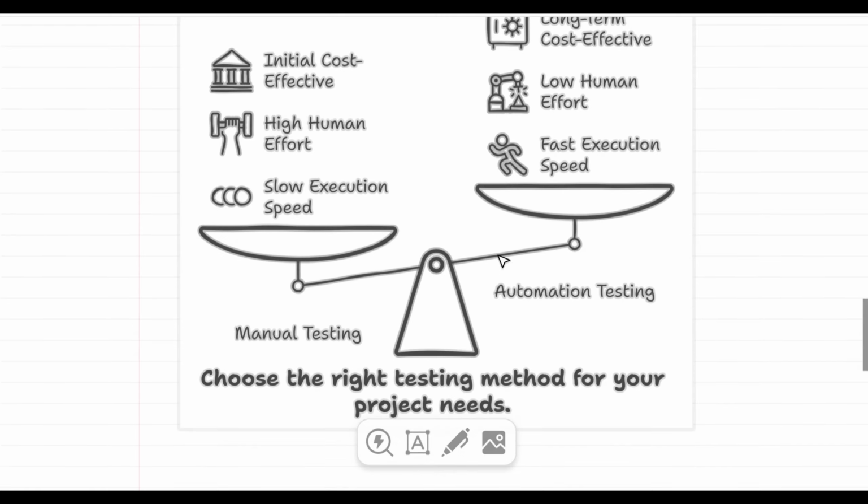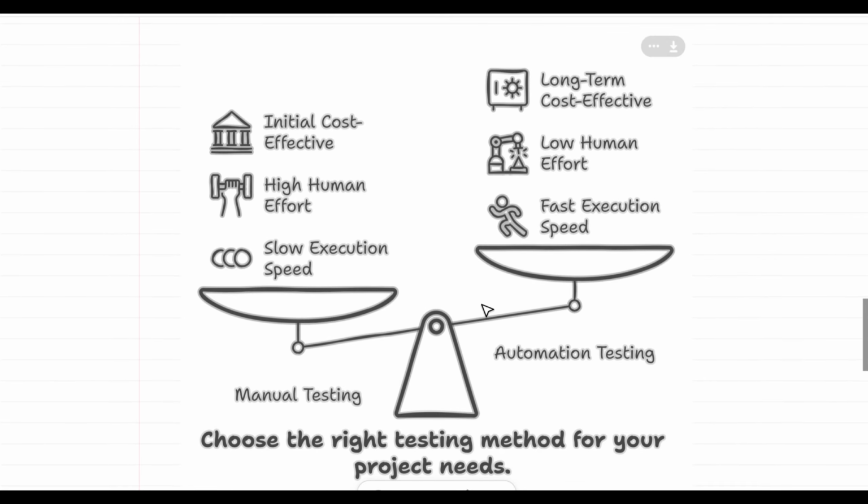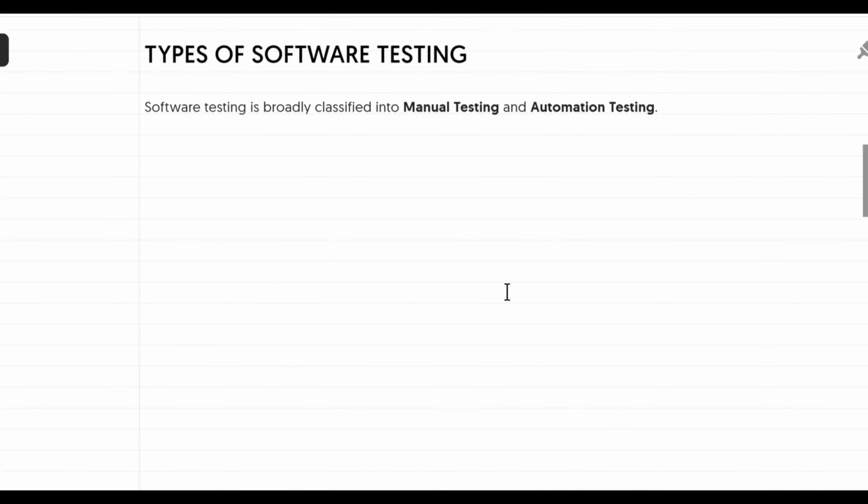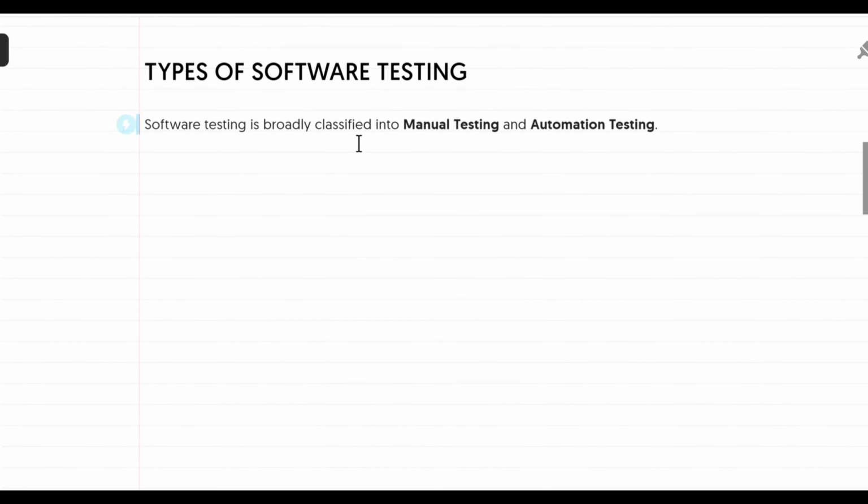So based on these things, you have to choose the right testing method for your project needs. According to the project needs, you have to select the testing method. If you want to work with small projects, you can go with manual testing. And if you want to work with larger products, then you can use automation testing. So this is about the types of software testing. I have explained only the main types, that is manual testing and automation testing.